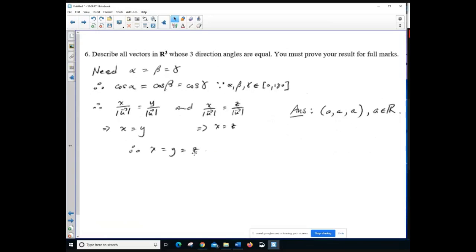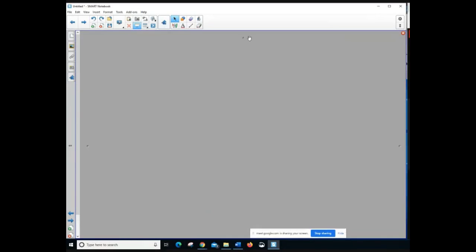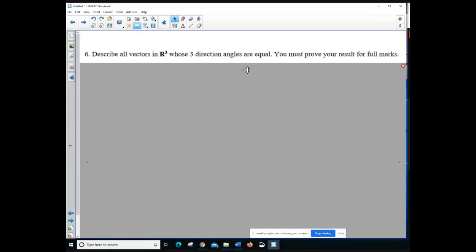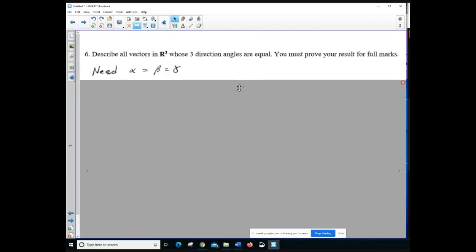Okay, let's take a look at the last one here. Oops, I was supposed to hide this, but I guess I forgot. Pretend you didn't see that here. So I'm looking for vectors whose direction angles are all equal. In other words, alpha has to equal beta, has to equal gamma.